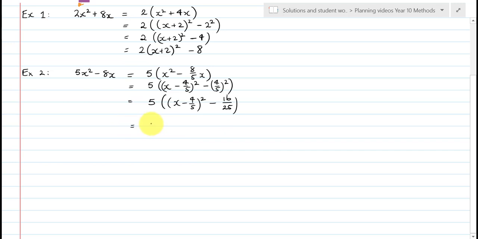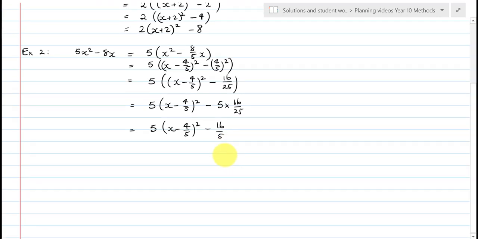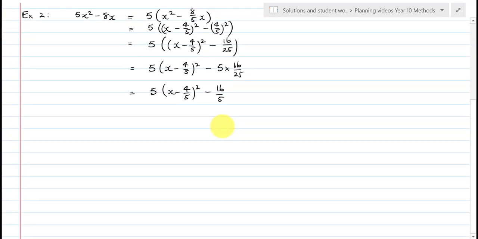And now, of course, I do that expansion again. So 5 times x minus 4 over 5 squared, and then minus 5 times 16 over 25. I don't want to rush this, but I want you to see that this is 5 times x minus 4 over 5 squared minus 16 over 5, which of course is 3.2 if you wanted to do that. And so there's our completing the square in that second example where the numbers aren't quite as nice, but you know the process is the same. Hopefully you can see that it's not too bad.